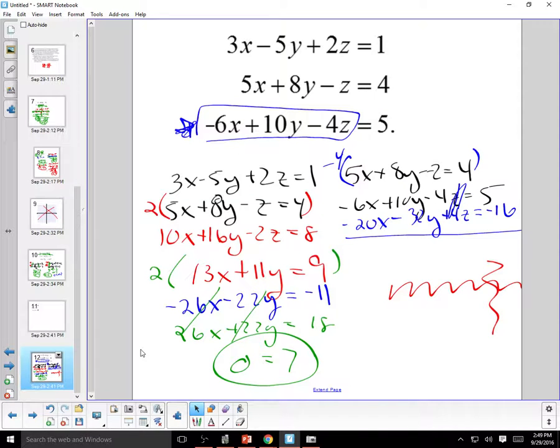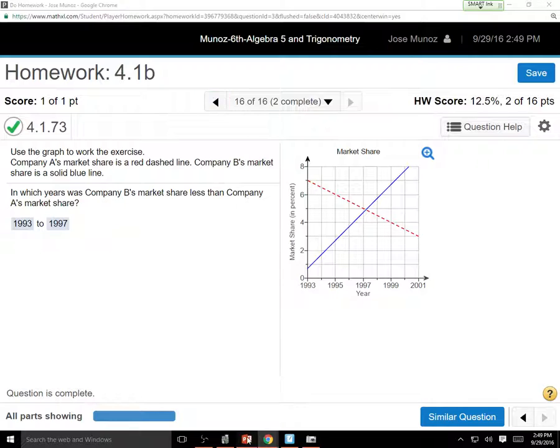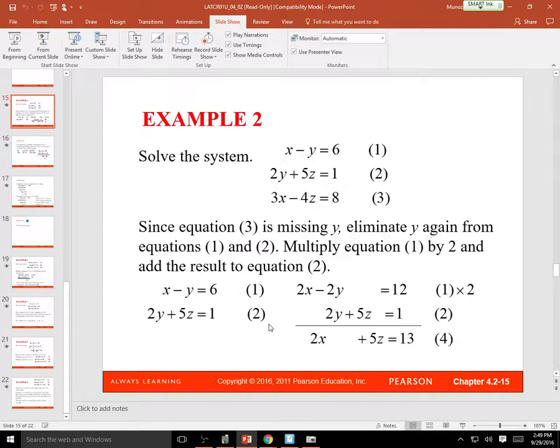Okay. Are we good here? Alright, I want to show you one more. Well, that's not it. I want to show you another one. Well, actually, there's many more. Many systems.